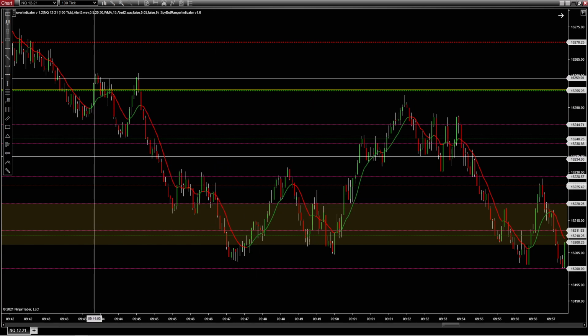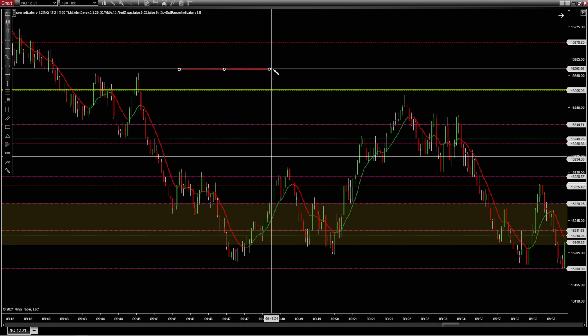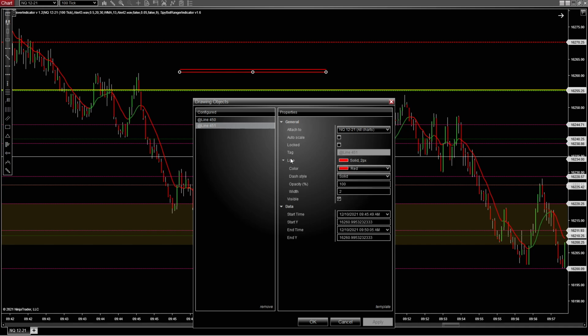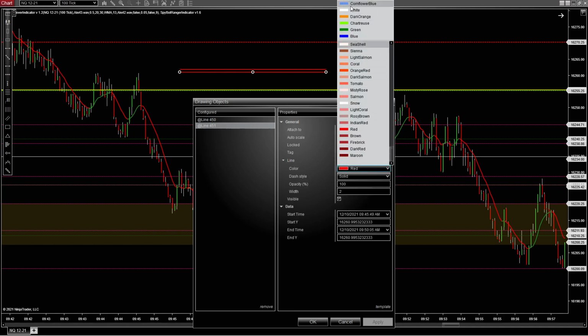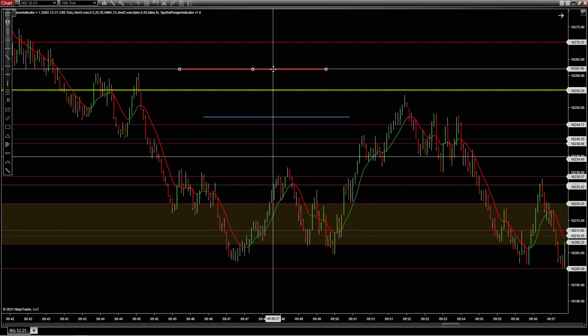So let's talk about lower lows and higher highs and all that. We're going to make a few lines here. And I'm going to make this one. We're going to make that one. And then we're going to make another one. And we're going to make this one blue. So we're going to make a blue one. And we are going to make a red one.